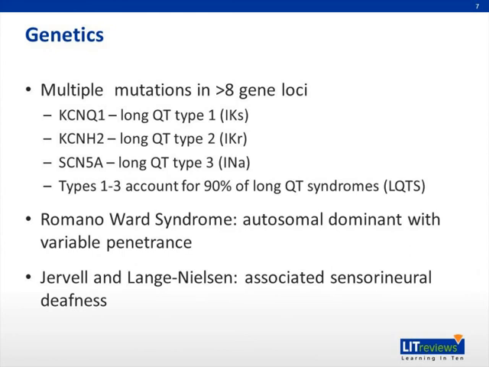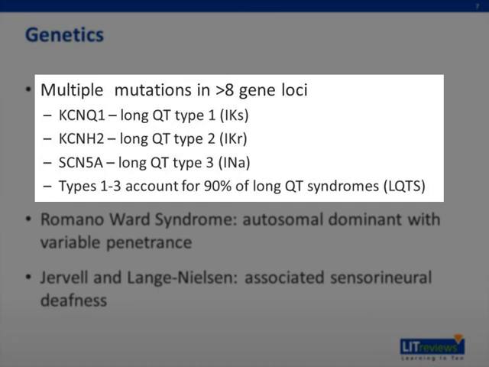The genetics of long QT syndrome is complicated and occurs at different sites. There are multiple known mutations in over 8 gene loci. The most common types are listed here, with their associated gene defect. KCNQ1 leads to long QT type 1, and causes a loss of function in the IKs channel. KCNH2 leads to long QT type 2 and causes a loss of function in the IKr channel. SCN5A leads to long QT type 3 and causes a gain of function in the sodium channel.